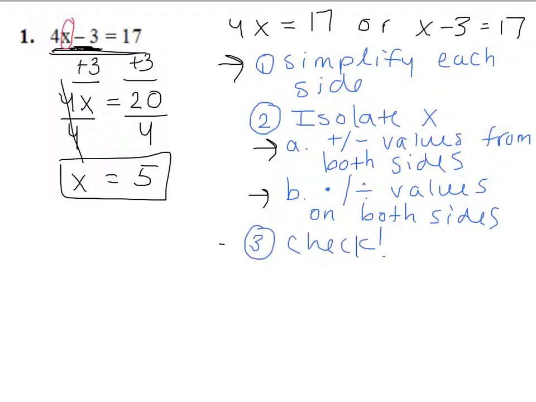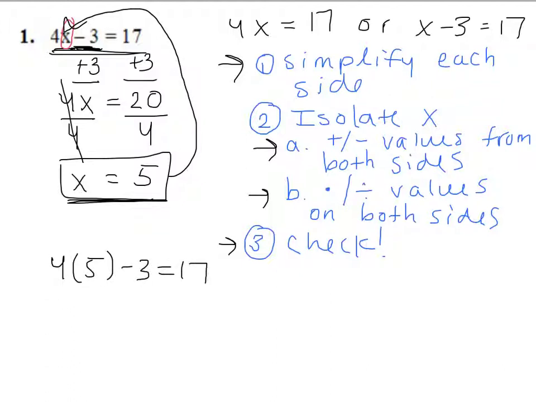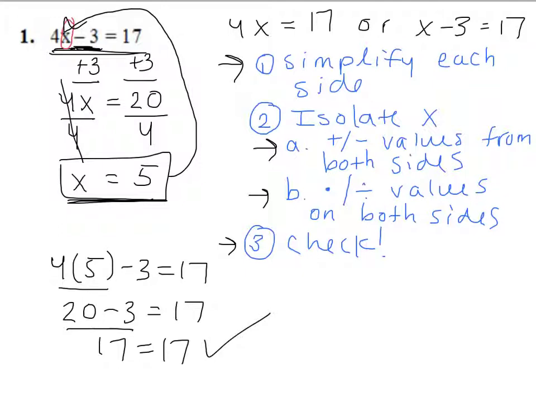The last step is to check your answer. So take this last statement, your final answer here, and put it back into your equation for x. So then you get 4 multiplied by 5 minus 3 equals 17. Order of operations says you do 4 multiplied by 5 first. 4 times 5 is 20. Minus 3 equals 17. 20 minus 3 is 17, which equals 17. So those statements are true, so you can check that off and you know you got it correct.